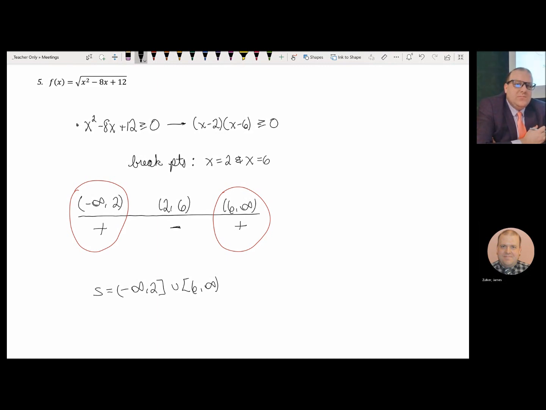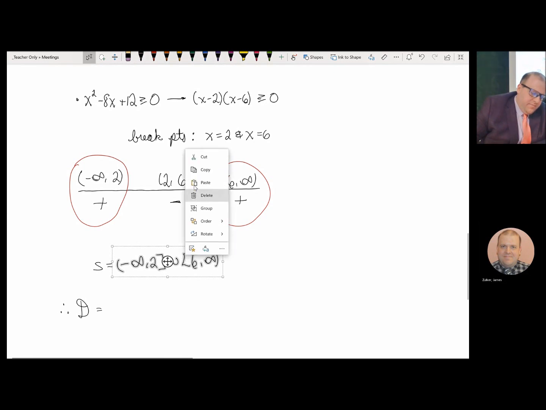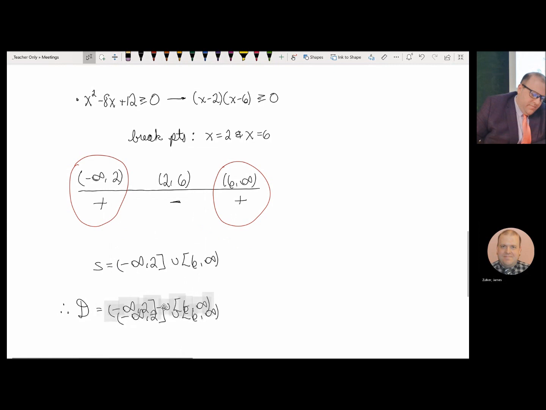Not the bad solution set. Not yet. This actually is going to be our domain as well, right? Because we don't have a denominator to worry about. But that's just the solution set of this inequality. If there were a denominator, we'd have to then take out any points where that was 0. And that just also happens to be our domain.